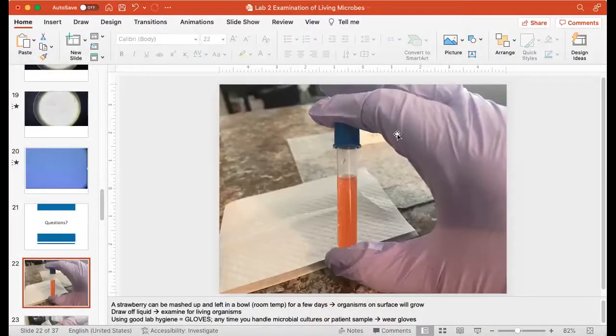So I made a wet mount using my homemade strawberry culture. Now notice I have gloves on because of course I'm handling microbial culture. It's not a dangerous culture, but I'm still wearing my gloves because I always use good technique. I do want you to notice something though.